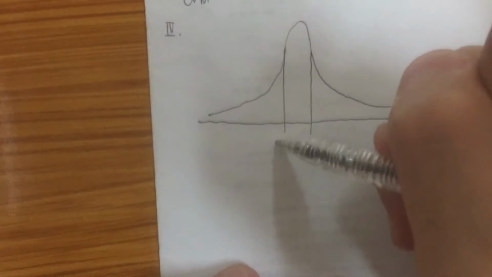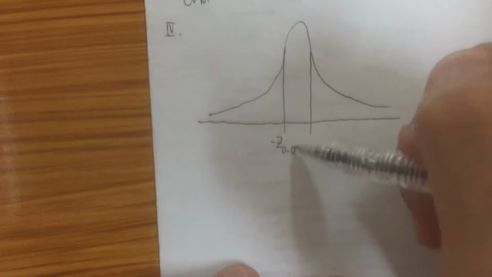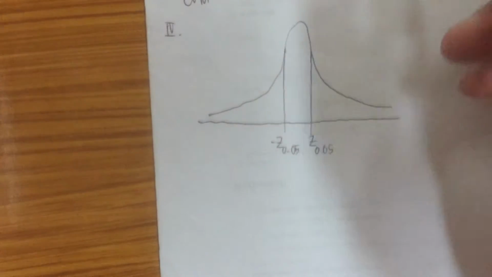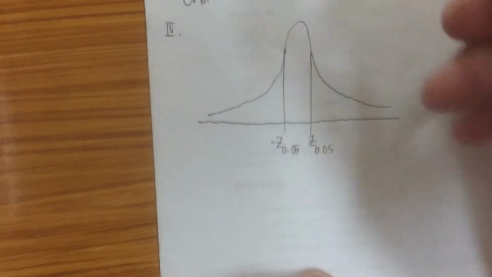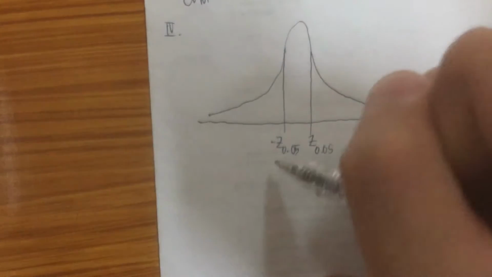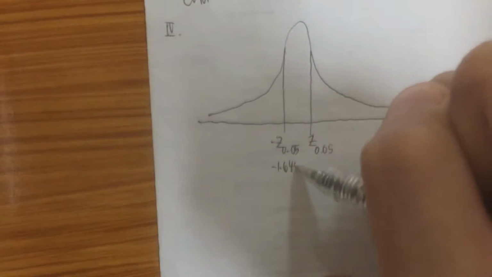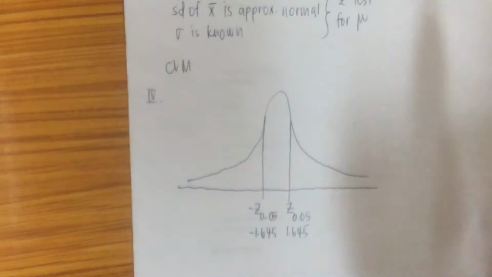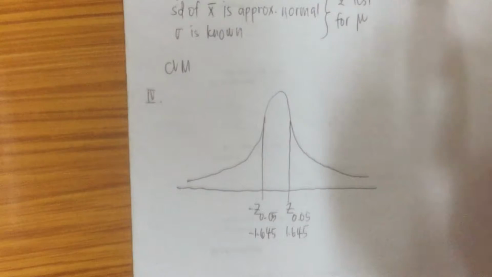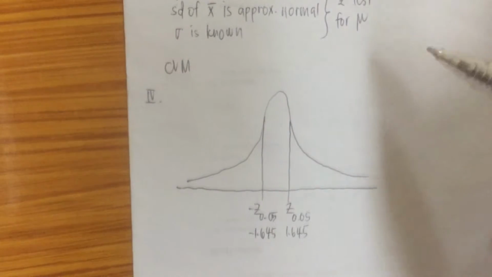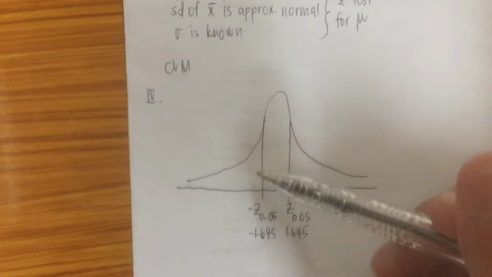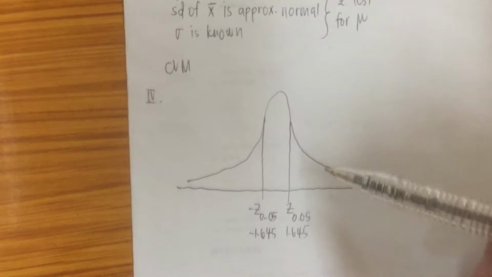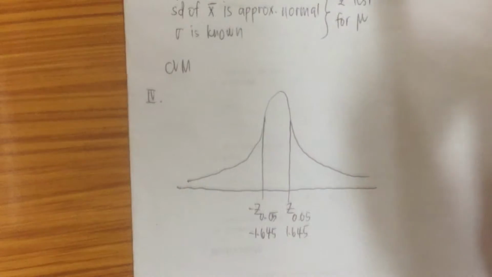So we write that as negative z sub 0.05 and positive z sub 0.05. And if you search for these critical values in the table, you will get negative 1.645 and 1.645. So these are the critical values for an alpha of 10%, which means that if the test statistic is less than negative 1.645 or greater than 1.645, then we will reject the null hypothesis at 10%.